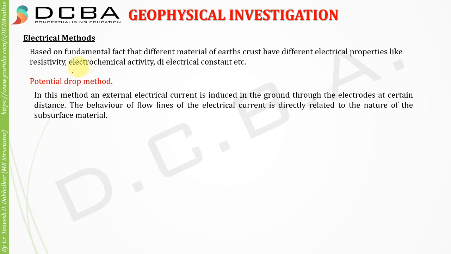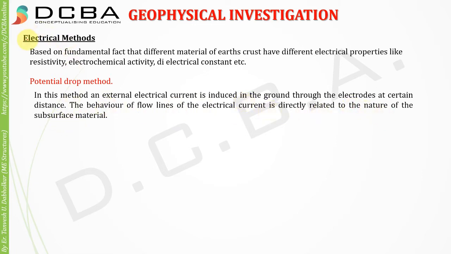Second is potential drop method. So in this method, an external electrical current is induced in the ground through the electrodes at certain distance. The behavior of flow lines of the electrical current is directly related to the nature of subsurface material.